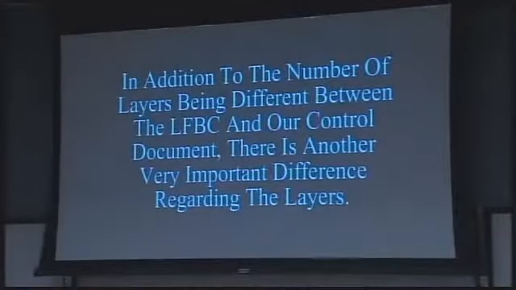In addition to the number of layers being different between the long-form birth certificate released by the White House and our control document, there is another very important difference regarding the layers. As we turn on all 45 layers of our control document, you'll note that there seems to be no rhyme or reason to the organization. Contrast this, if you will, with the long-form birth certificate released by the White House, where layers 4, 5, 6, and 7 all deal exclusively with stamp information. Are we to naively believe that this is the result of a randomized computer optimization process?